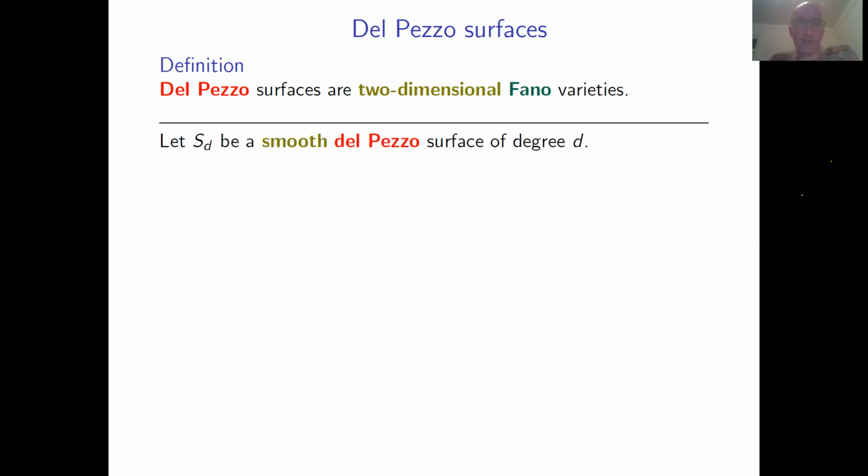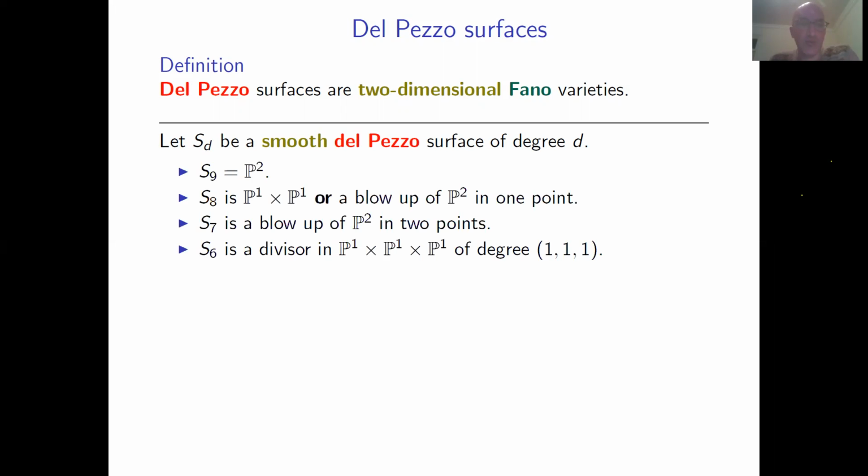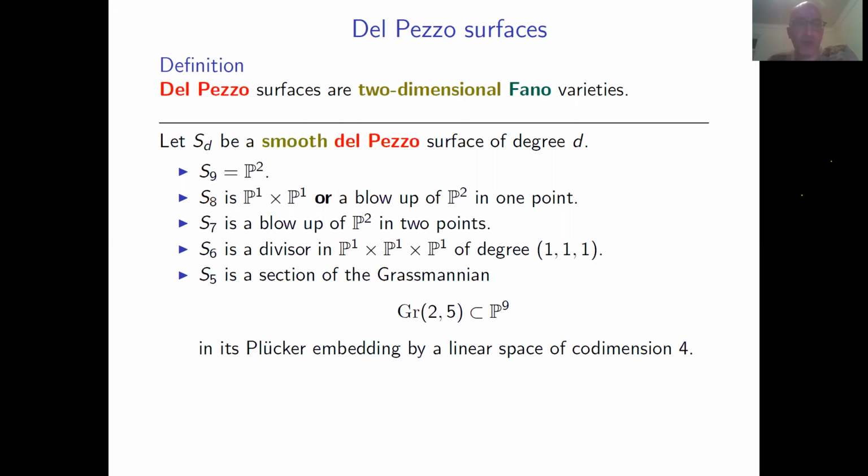If we consider only smooth Del Pezzo surfaces, we have a very clear, very nice, short classification. We have 10 families. We have 4 toric ones: P2, P1 cross P1, P2 blown up in 1 point, which is called the Hirzebruch surface, and P2 blown up in 2 points, and P2 blown up in 3 points, which is easier to consider as a divisor of degree (1,1,1) in P1 cross P1 cross P1. Then we have the first non-toric example, but it's unique: the blow up of P2 in 4 points. Sometimes it's called the quintic Del Pezzo surface, a very nice example. It can also be obtained as a section of a Grassmannian.